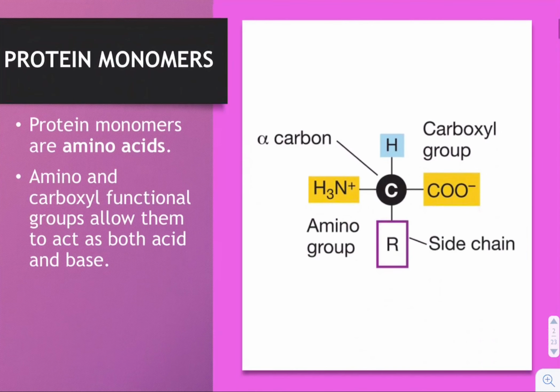So what's the monomer of a protein? The monomers of proteins are amino acids. I like to write them down as AAs because I'm a little lazy and I don't want to write out amino acids every single time. So protein monomers are amino acids.